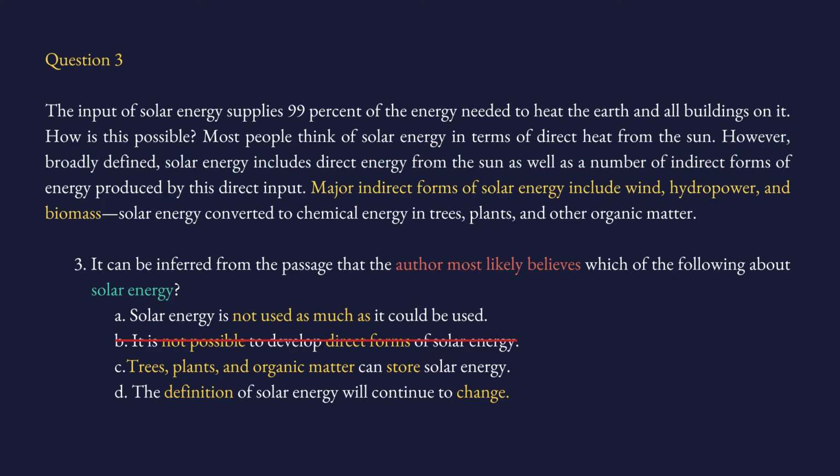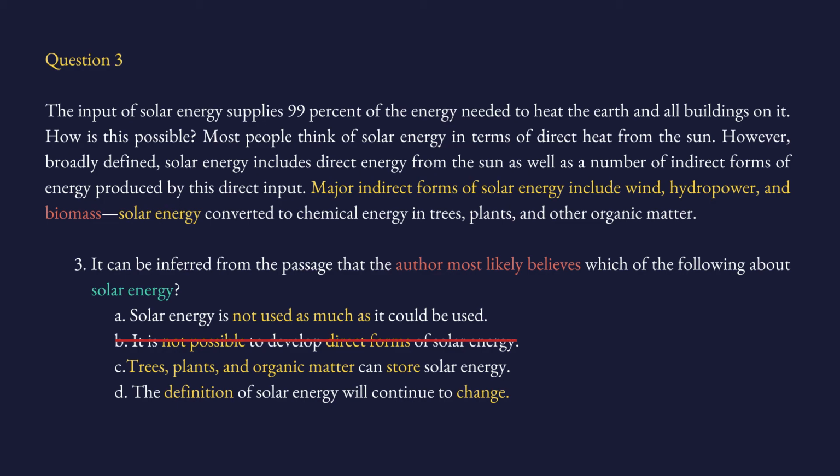Major indirect forms of solar energy include wind power, hydropower, and biomass. And then it's giving examples about the forms of solar energy. It's giving us 3 sources: wind, hydropower, and biomass. And then, this is the interesting part. The passage gives extra information about the last item, biomass. It says solar energy converted. So what is biomass? It is, the passage says, solar energy converted to chemical energy in trees, plants, and other organic matter. As you can see, keywords from choice C are in this sentence, trees, plants.